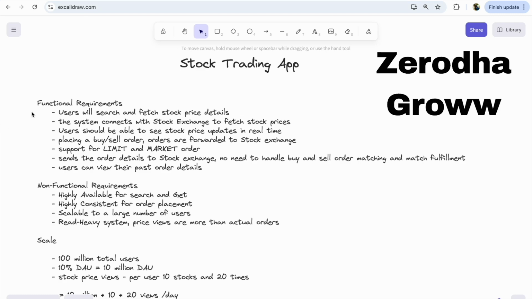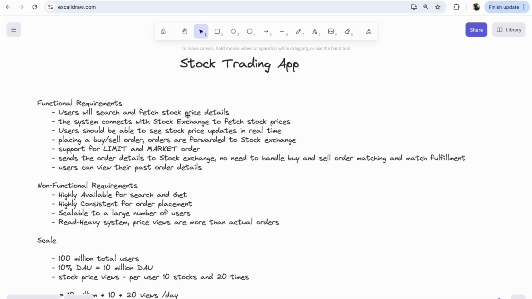Let's start with the functional and non-functional requirements. Functional requirements, the first one we have is users will search and fetch stock price details. The second, the system connects with the stock exchange to fetch the stock prices. Next, users should be able to see stock price updates in real time.